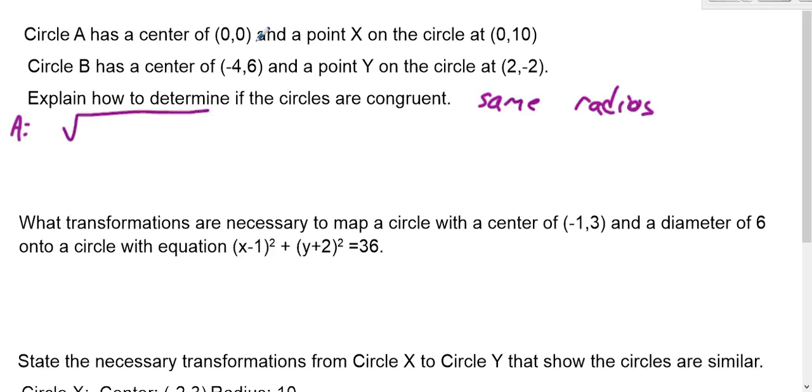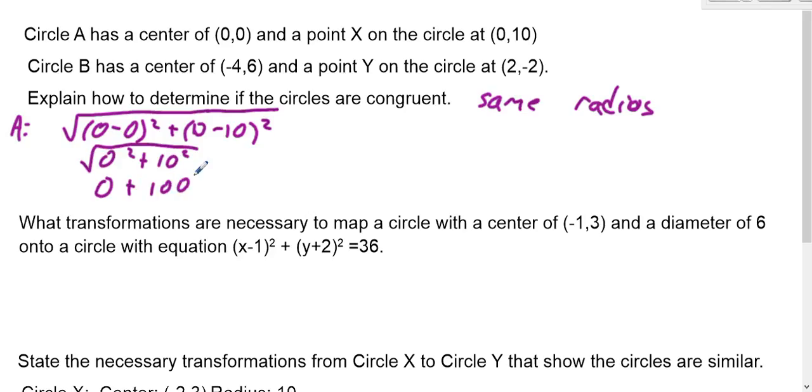So you do distance formula, 0 minus 0, and 0 minus 10. So that's 0 squared plus 10 squared. So the square root of 100 is 10. So the radius for circle A is 10. R equals 10. You could have probably figured that out just by thinking and looking at those points too.